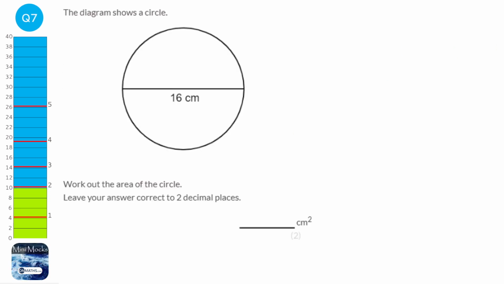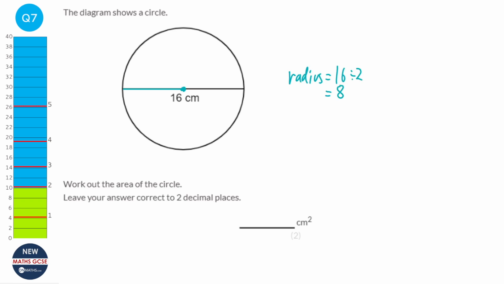To be able to work out the area of a circle, we first need to work out what the radius is. Now the radius is half the distance of the diameter. So if the diameter is 16 centimeters, the radius will be 16 divided by 2, which will be 8. So the radius is 8.